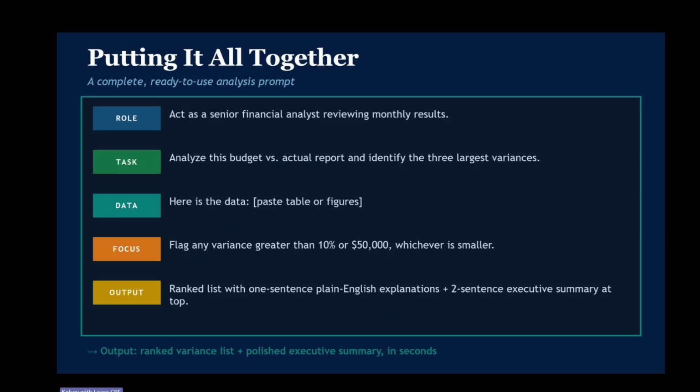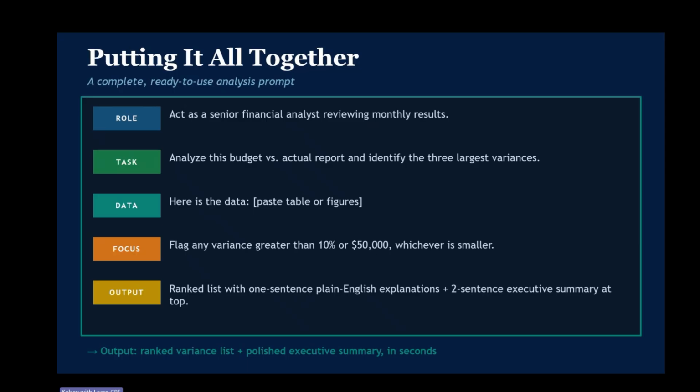So instead of saying, just give me the three largest variances, we specifically said it needs to be greater than 10% or 50,000. And so that skews the AI to what you're specifically looking at instead of just saying, hey, here's three large variances, whoop-de-doo, here you go, right? So that focus is actually really important.